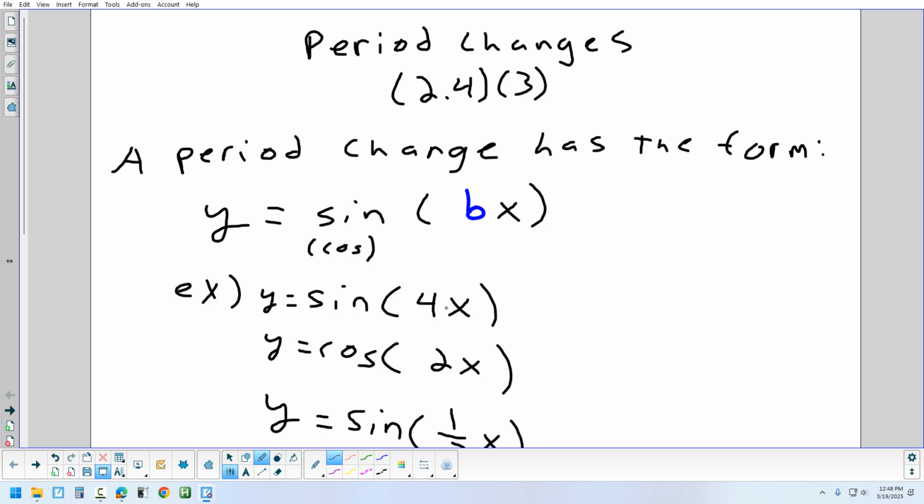Yeah, so that's the horizontal stretch or compression. Now, depending on the number you put in front, it's going to do one of two things. It's going to stretch it or it's going to compress it.